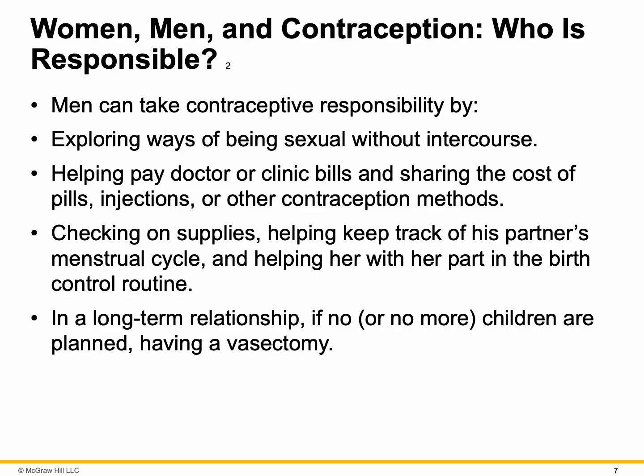Helping to pay for doctor or clinic bills and sharing the cost of pills, injections, or other contraception methods. A third way is checking on supplies, helping keep track of the partner's menstrual cycle and helping her with her part in the birth control routine. And then in a long-term relationship, if no or no more children are planned, having a vasectomy if that's an option.